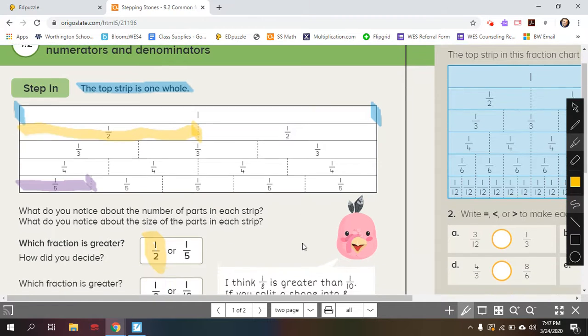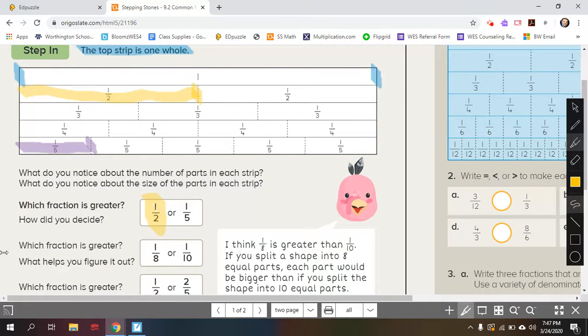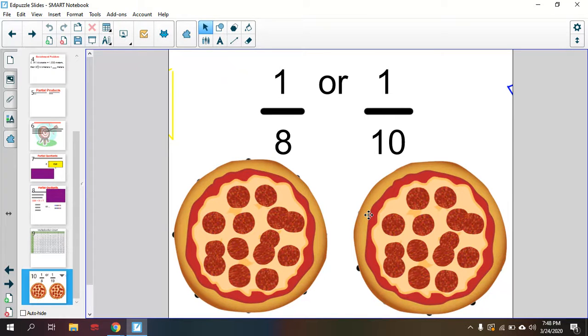Nice job. Now, the other one I want you to look at here is the next one that says 1/8 or 1/10. But if we look at our fraction wall, we don't have eighths or tenths on it. So we really have to use a different understanding, or this goes back to the idea of the pizza party we talked about earlier in the year.